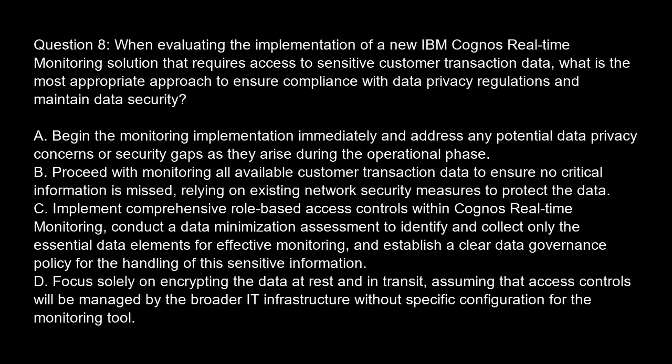Option B. Proceed with monitoring all available customer transaction data to ensure no critical information is missed, relying on existing network security measures to protect the data. Option C. Implement comprehensive role-based access controls within Cognos real-time monitoring. Conduct a data minimization assessment to identify and collect only the essential data elements for effective monitoring, and establish a clear data governance policy for the handling of this sensitive information. Option D. Focus solely on encrypting the data at rest and in transit, assuming that access controls will be managed by the broader IT infrastructure without specific configuration for the monitoring tool.